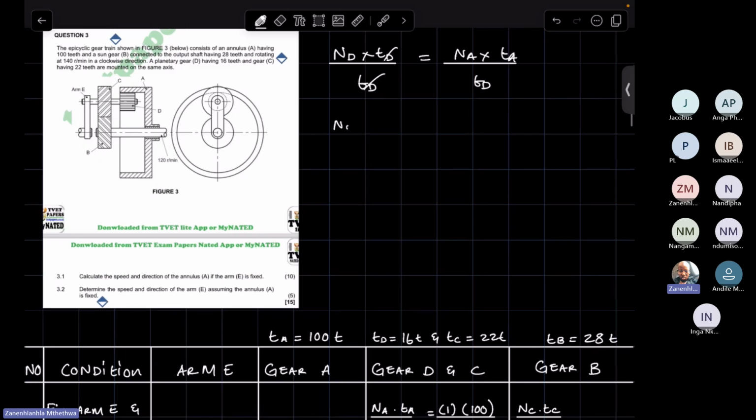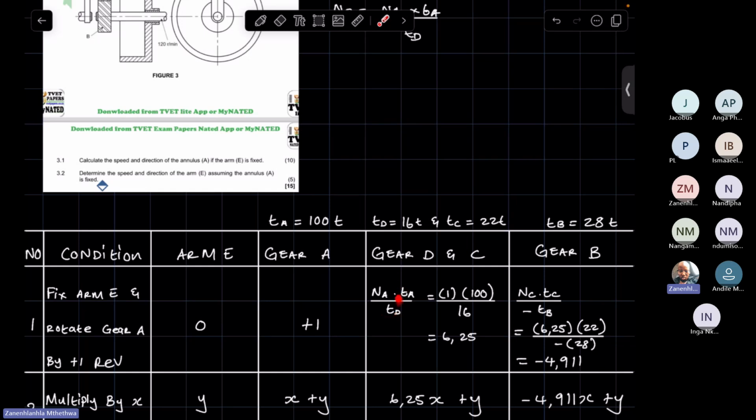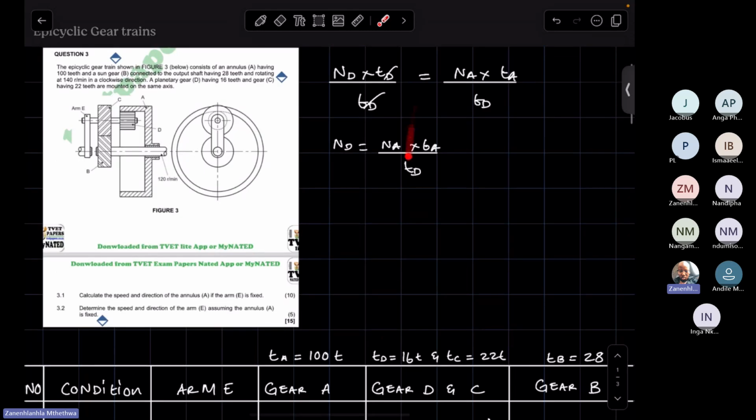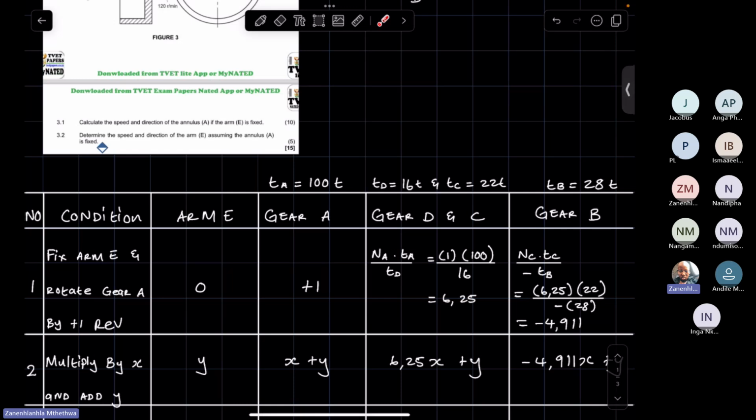Hence, ND is equal to NA times TA divided by TD, which is exactly what we have here. So this comes from following these three simple steps. Now you substitute. You already know the rotational frequency of gear A. We were told this has been rotated by 1 revolution clockwise, so that's equal to 1. Number of teeth of A is 100, and the number of teeth of D is 16. Then punching that in your calculators, we get 6.25.